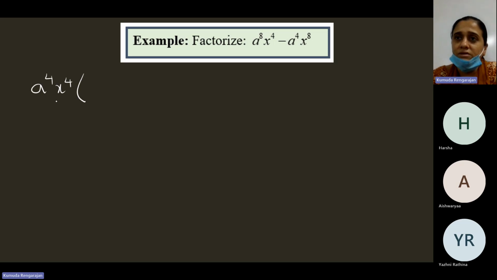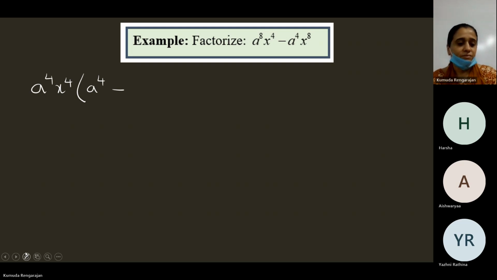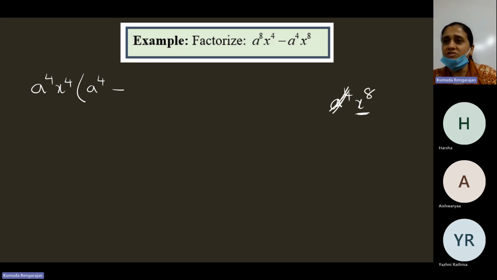X to the power 4 is common. A to the power 8. We have a to the power 4, so another 4. 4 plus 4 is 8. Minus, to get the second term, what is the second term? A to the power 4, x to the power 8. What is common? A to the power 4, x to the power 4. Yeah. The second term is a to the power 4, x to the power 8. This one is common. We need to get x to the power 8, but we have x to the power 4. So 4 plus 4 is 8.